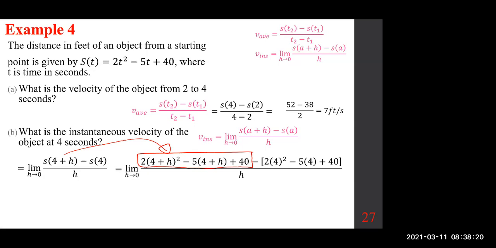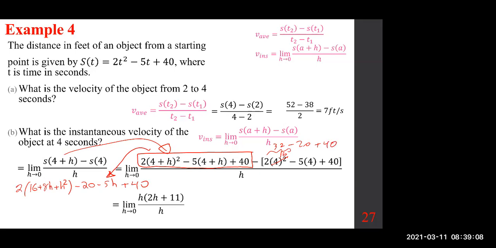Okay, so you simplify this. Let me just write the first step and then you can follow. 2 times 4 plus h squared, so 2 times 16 plus 8h plus h squared, and then 5 times 4, and then minus 5h, and then plus 40. So this part simplifies to that. And the numerator, so this is 16, so this is 32, minus 20 plus 40. So it simplifies to that. You drop the h and you come up with the final answer.